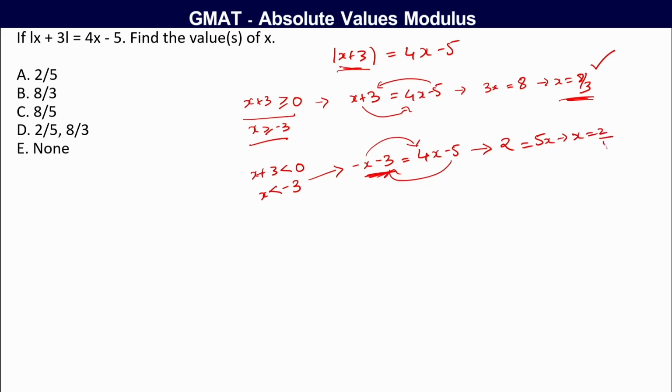But what is the condition here? x should be less than minus 3, and this is a positive number, it cannot be less than a negative number, so this is not a true value for x. So the only true value for x is 8 by 3, that is option B. They gave these other options to confuse us, basically because if we don't check that x should be less than minus 3, we would think that this is also one of the values of x, but that's not the case. We eliminate it from the answer choices.